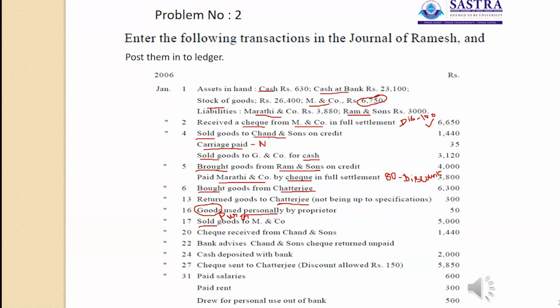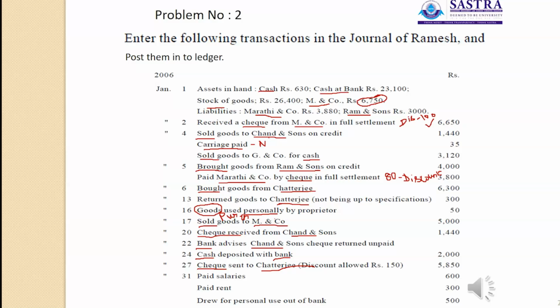Then sold goods to M1 company: sales and M1 company. Check received from Chandan Sons: bank account debit to Chandan Sons. Then bank advises Chandan Sons check returned unpaid. There is a check dishonor, so Chandan Sons and bank account. Then cash deposited into bank: cash account and bank account. Then check sent to Chatterjee: check account, Chatterjee account and discount allowed account.